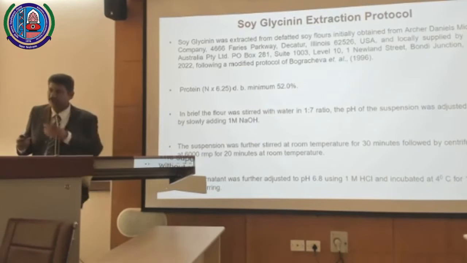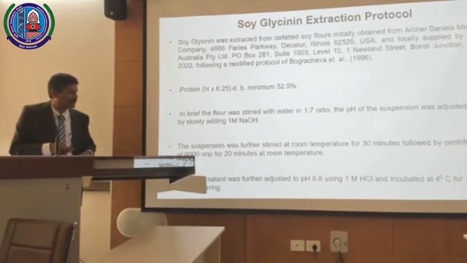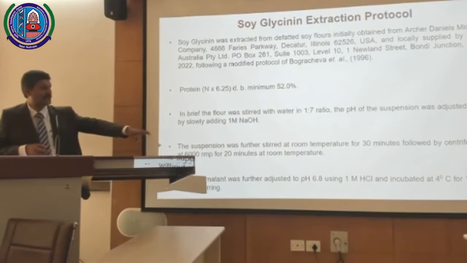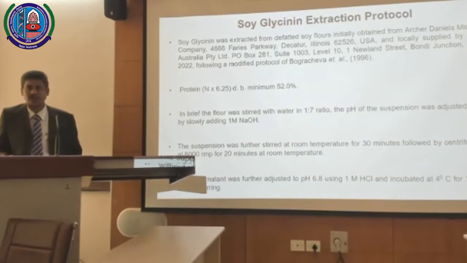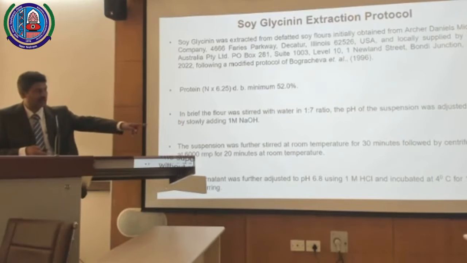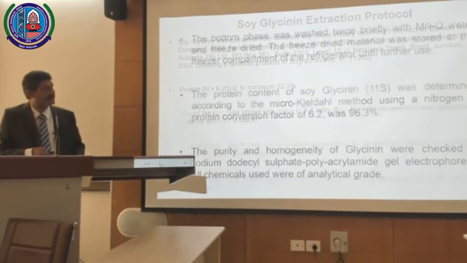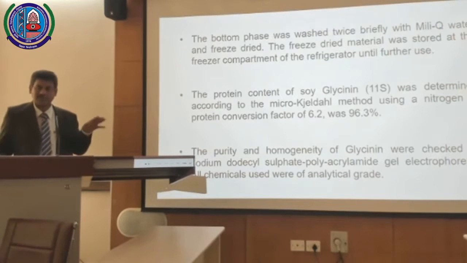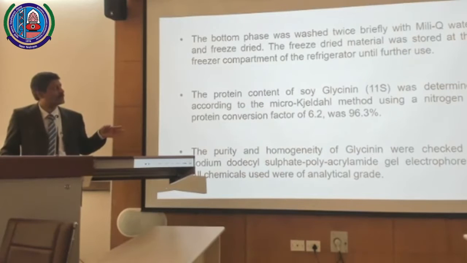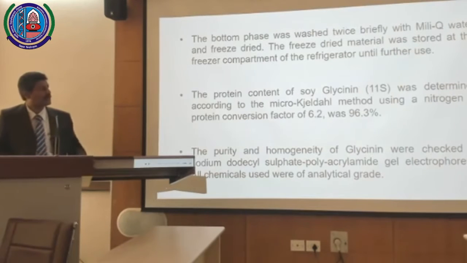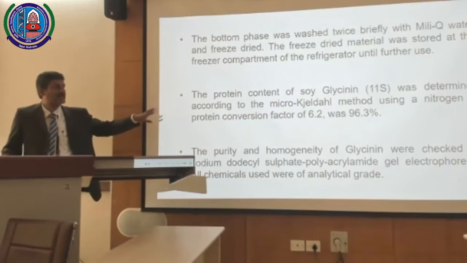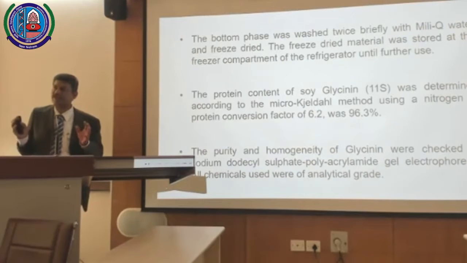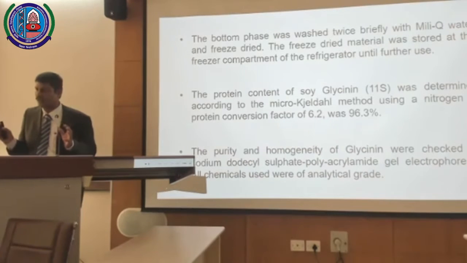You set the room temperature and calibrate it, and then you take out the supernatant and centrifuge it. Then you do acidic precipitation by slowly adding 1 molar hydrochloric acid, and that is done at 4 degrees centigrade. The bottom phase, you get the precipitate. You wash with milli-Q water, then you freeze dry. When you freeze dry, you get the 11S soy protein.